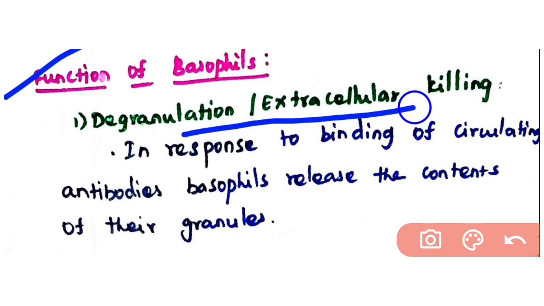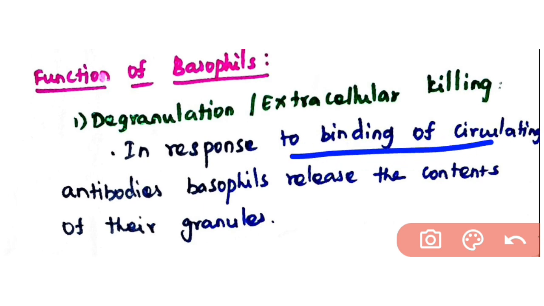Degranulation means release of granules from the cell, from the cytoplasm. This degranulation process is also known as extracellular killing, and phagocytosis is also known as intracellular killing. So in response to the binding of circulating antibodies, basophils release the contents of their granules.